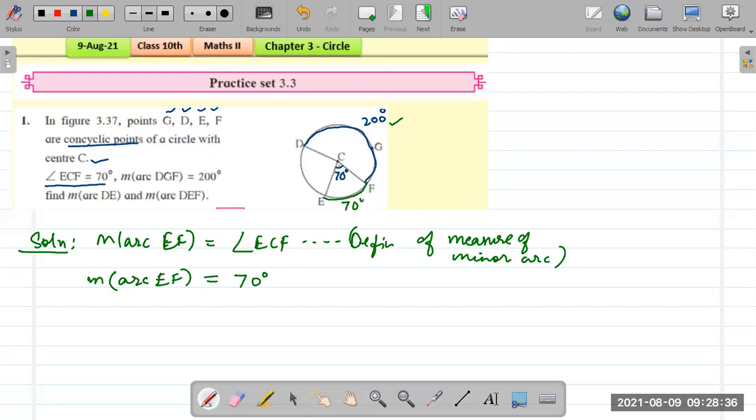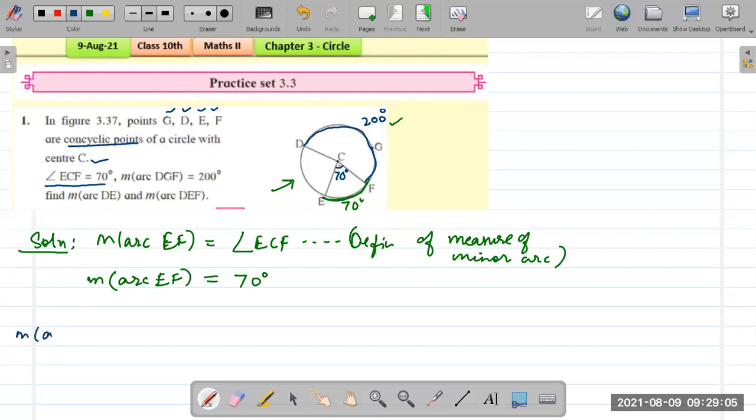So we have got this is 70 degrees. The upper arc, we know the major arc is 200 and we know the total is 360. Can we find this arc DE? Think, which property? We got this arc to be 70 degrees. The total blue arc is 200. Can we find this remaining arc? Yes, we know that the total measure will be 360 degrees. How do we write it out? Let's check.